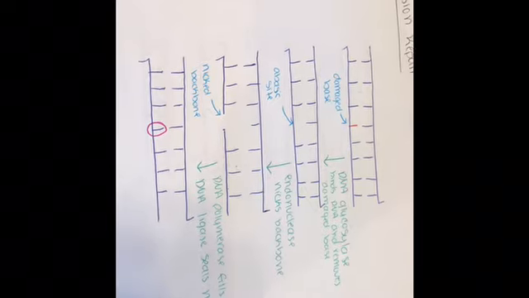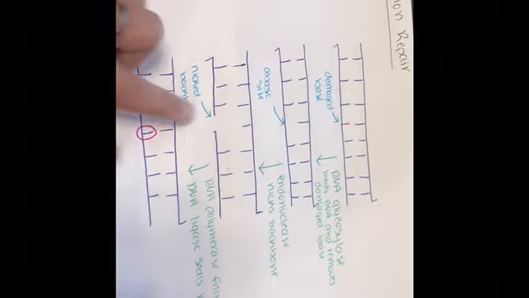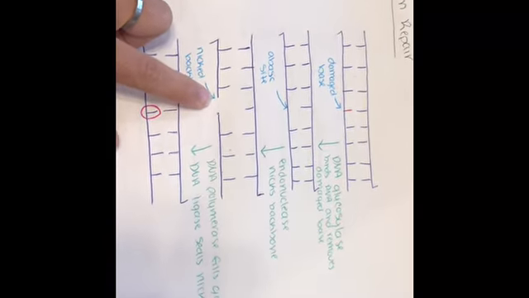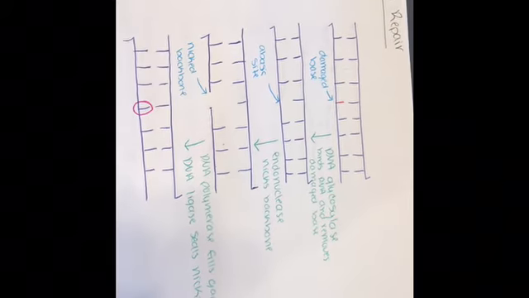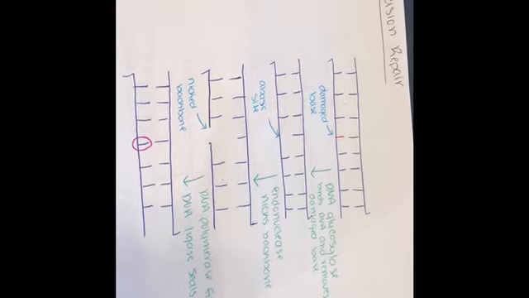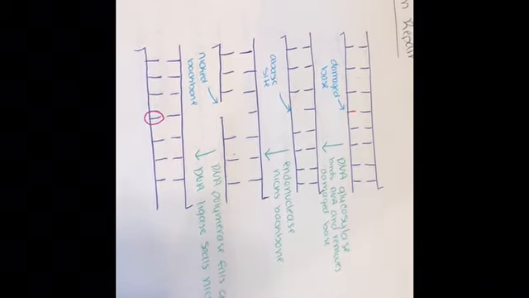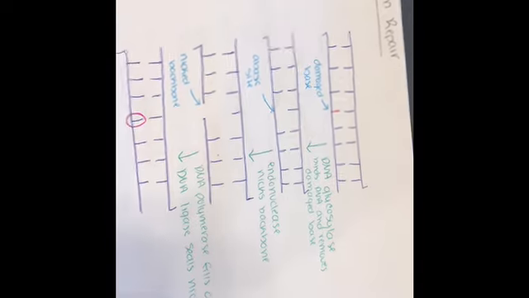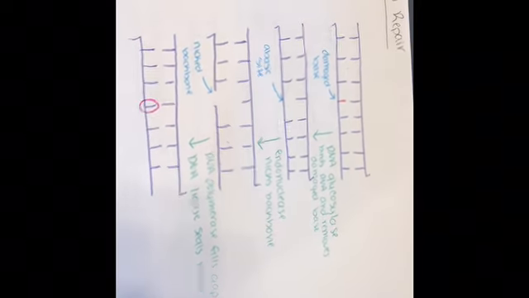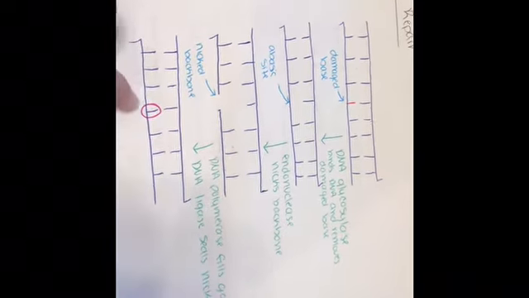Endonuclease then nicks the backbone, so it creates a space here in the backbone. And then DNA polymerase fills the gap. So DNA polymerase is the enzyme that basically resynthesizes the nucleotide base. So it creates this line right here. And then DNA ligase seals the nick, so it reattaches the backbone right here.